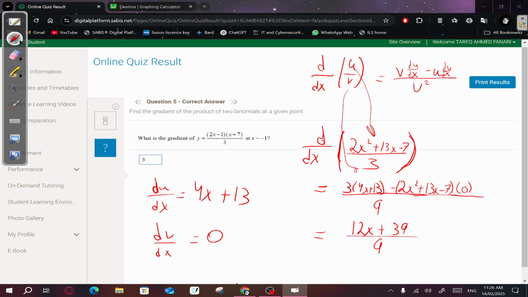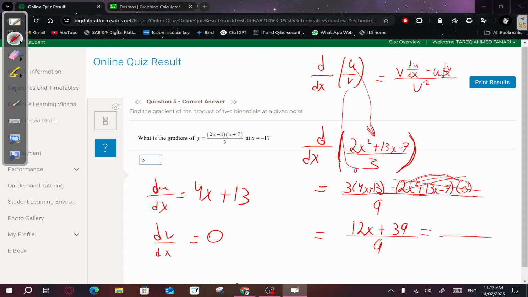Minus this all, it's going to be multiplied by 0, right? So this always just cancels out. So this is our actual derivative. Now, you can keep it like this. So 12x, 12 times -1 plus 39 over 9 still gives you 3.